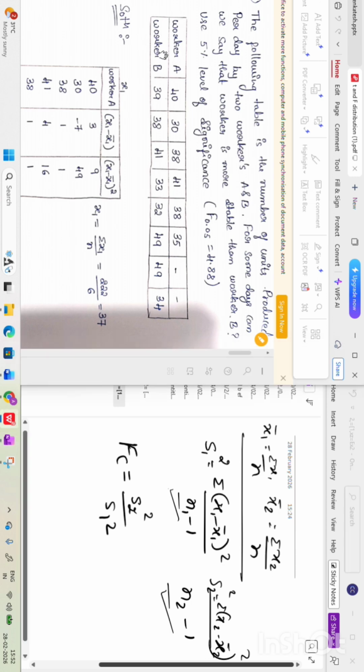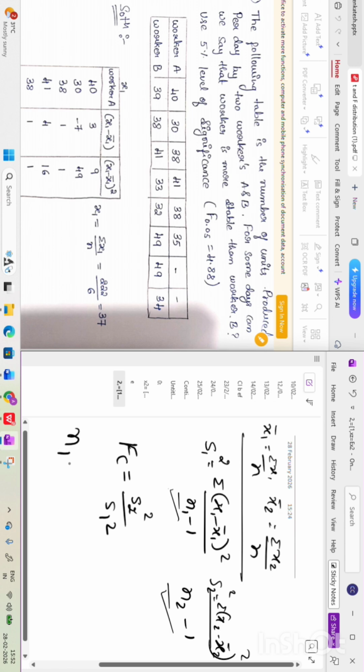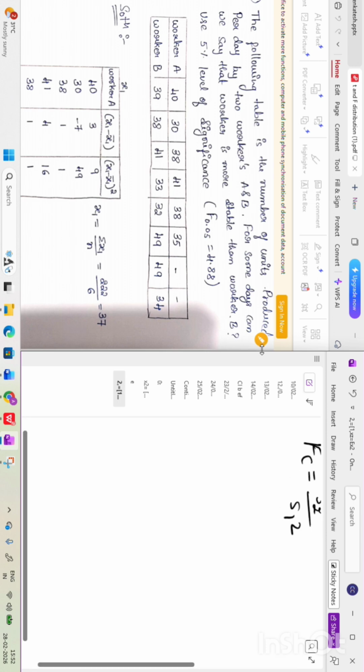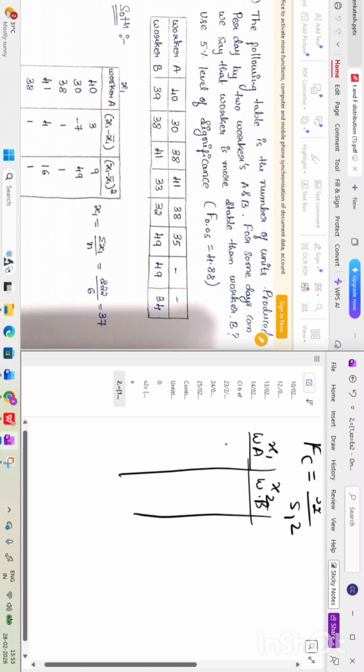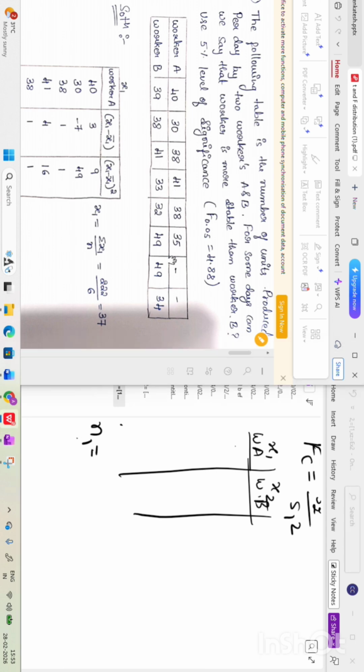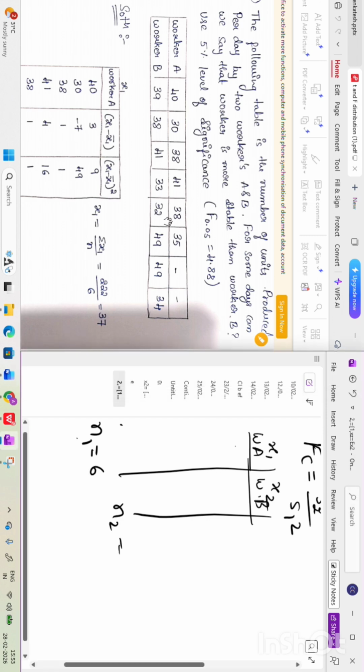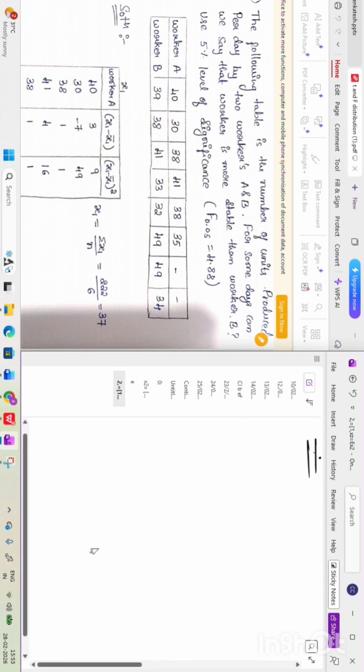Worker A is given and worker B is given. How many observations are there for worker A? I consider worker A as x1 and worker B as x2. In x1, how many observations are there? I call it n1 for worker A: 1, 2, 3, 4, 5, 6 observations are there. For n2, 6, 7, 8 observations are there. Understood? Let us see how to solve the problem using the data.